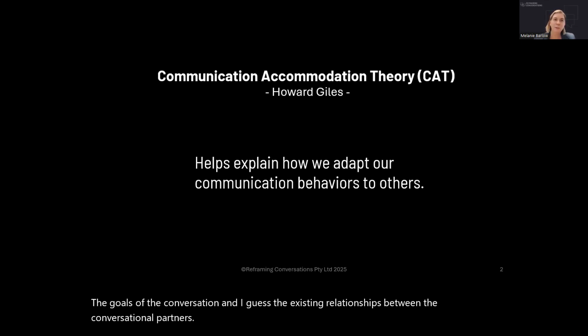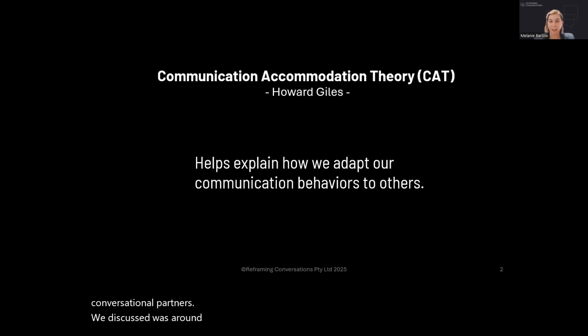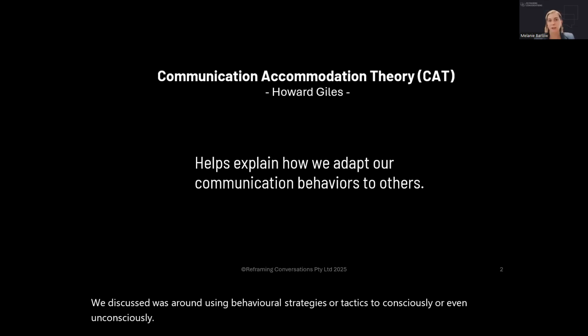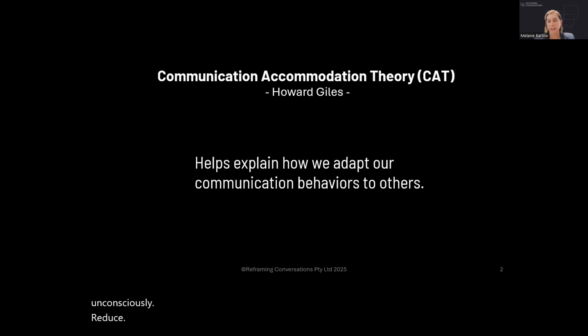Accommodation we discussed was around using behavioral strategies or tactics to consciously or even unconsciously reduce social distance, ideally, or you can be non-accommodative and increase social distance. So to become more or less similar to your conversation partner.